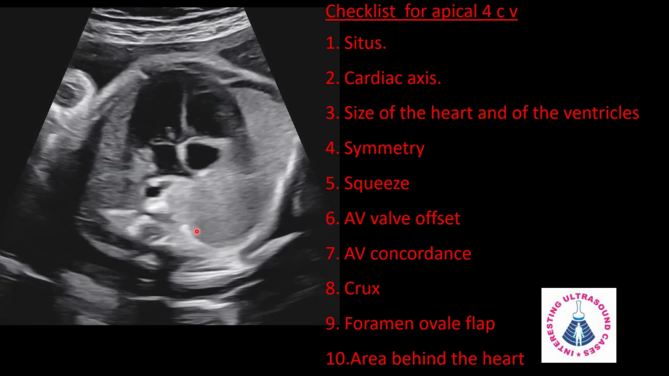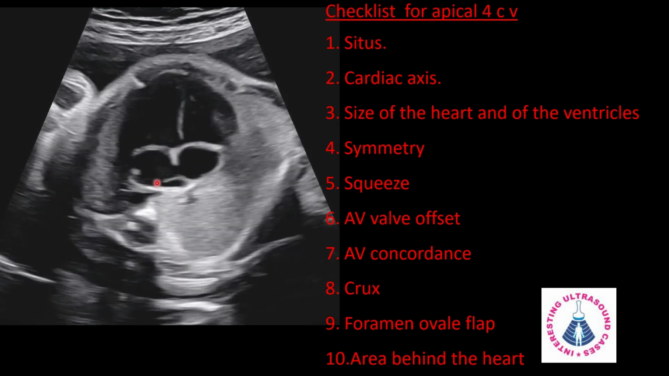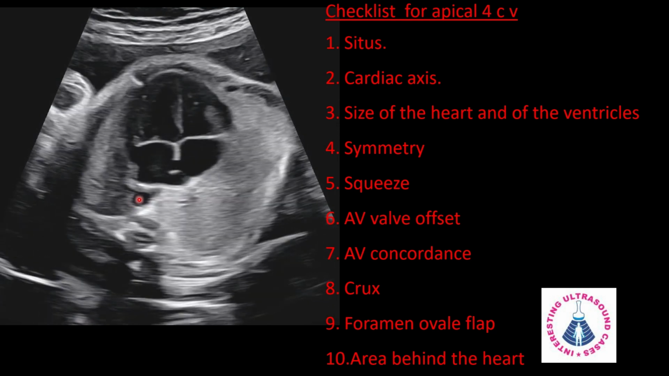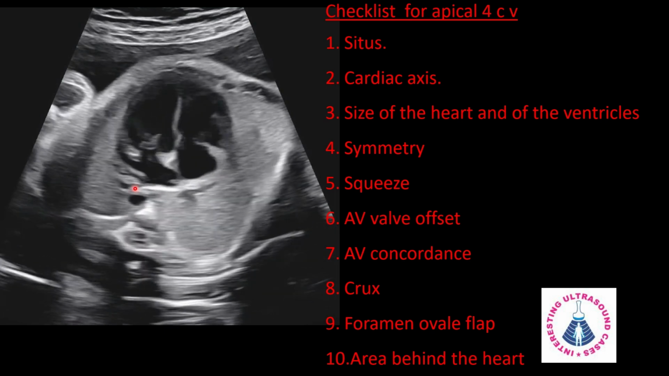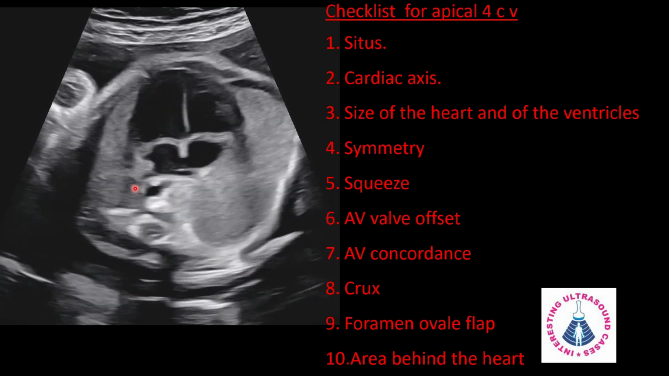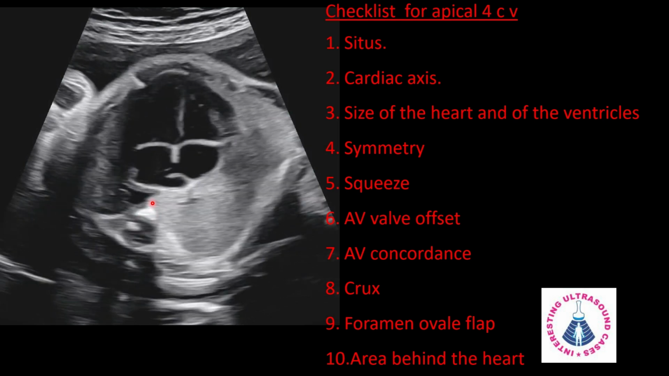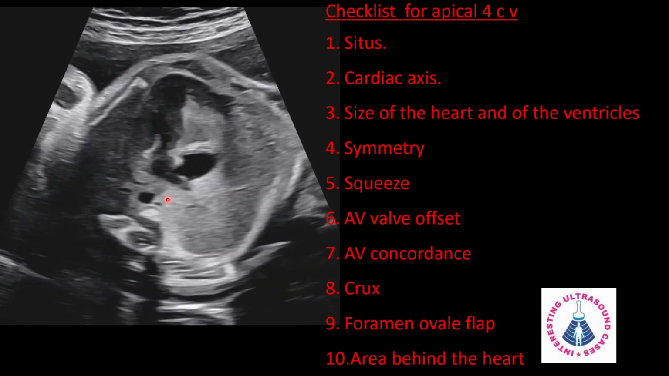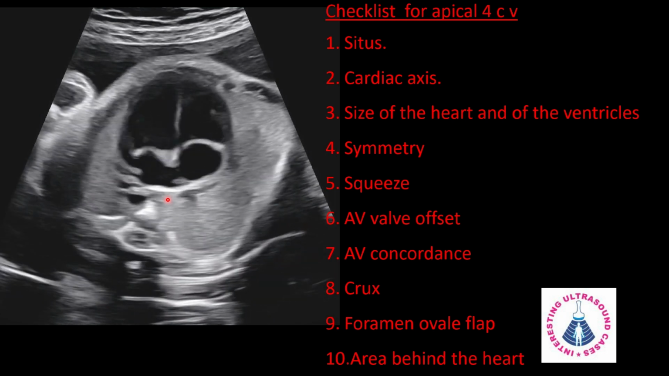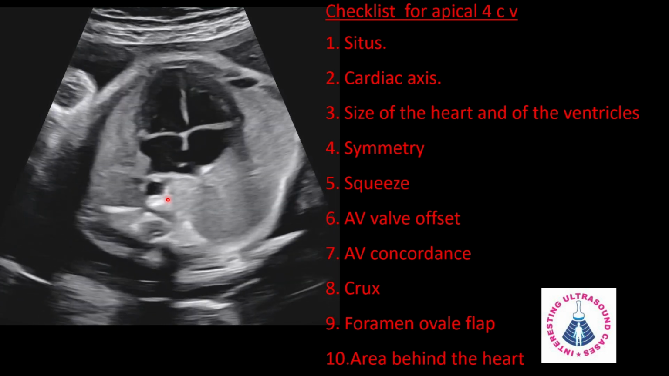Next most important thing is the area behind the heart. This is the area behind the heart. We have to see only one vessel in this region, that is the descending aorta. We should not see any other vessel or any other echolucent structure in this region. If we see any other vessel, that may be a dilated azygos vein in cases of interrupted IVC.